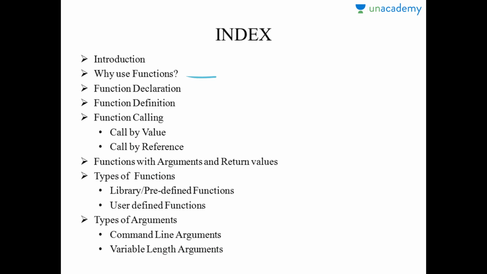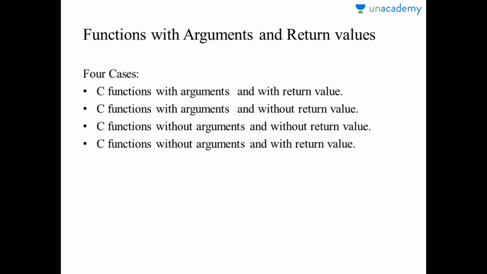As we were discussing in the last lecture, we have already gone through the definition and use of functions, the concepts including declaration, definition, and calling, their syntaxes and examples. We have also elaborated both types of calling methods, that is call by value and call by reference, with their syntax and example. And we are now about to discuss the four cases which occur when we talk about functions with arguments and return values.